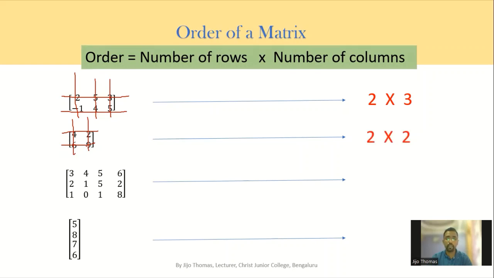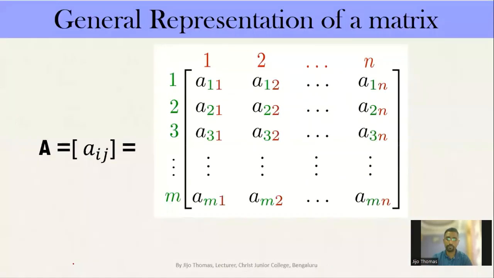The third one has 3 rows and 4 columns. That is 3 cross 4. And the last one, some of you may have guessed it: 1, 2, 3, 4 rows and 1 column. So it is 4 cross 1. That is called the order of a matrix. The first number represents the rows, cross the number of columns.